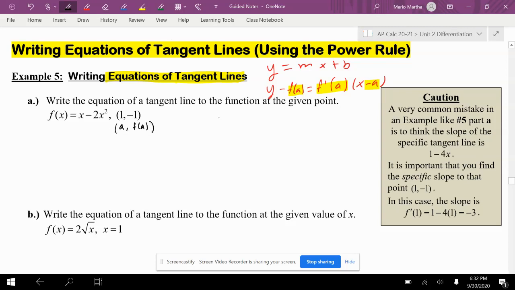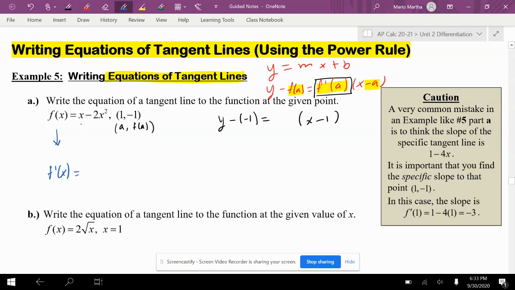All right, so we can start writing our equation. y minus negative 1 equals f prime, which is still the thing that we have to find, times x minus 1. All right, so I just need to find the slope pretty much, and that's it. So I need to find f prime, and then we're going to do that.